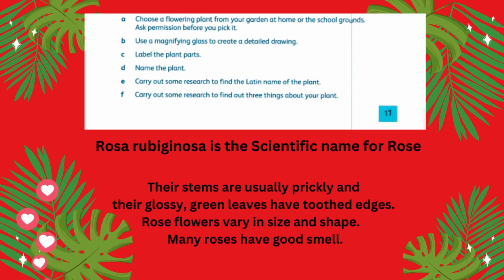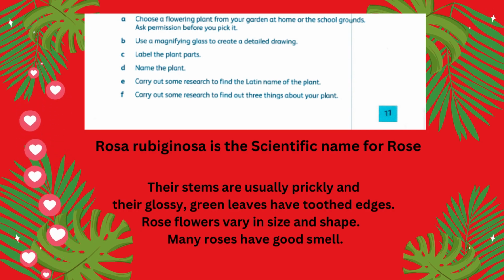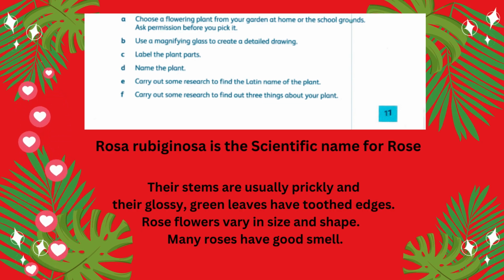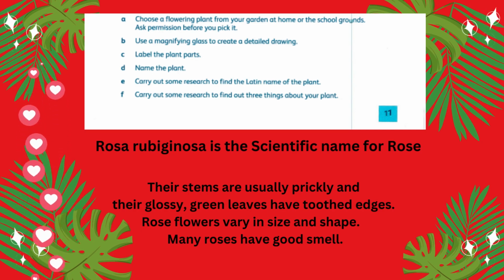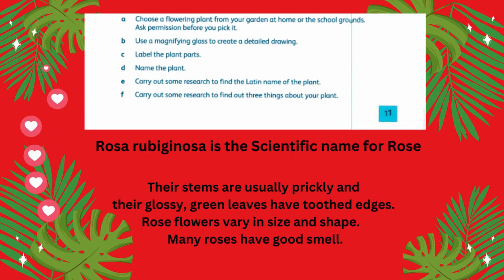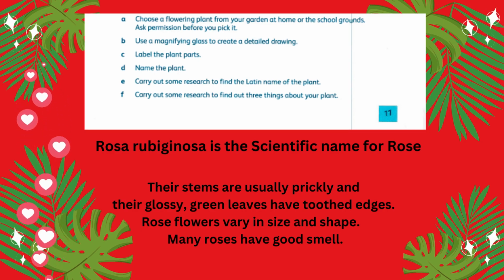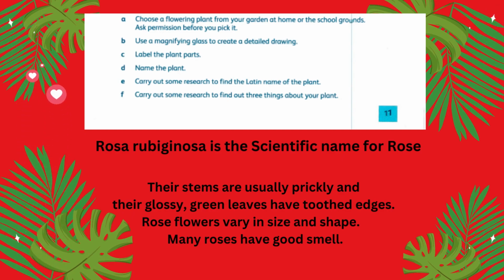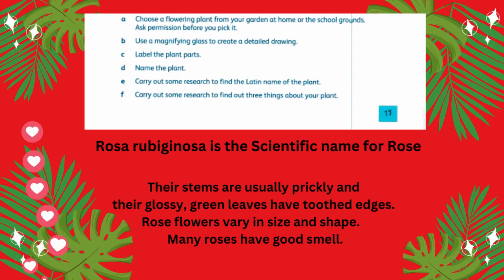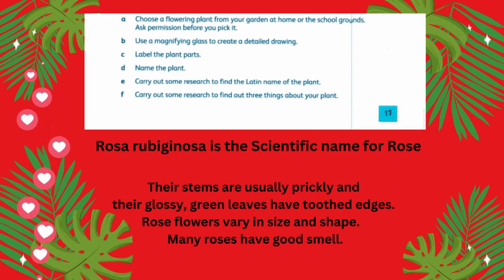E. Carry out some research to find the Latin name of the plant, or F, carry out some research to find out three things about your plant. So A, B, C, D, till D we have done. Name the plant. I have selected rose for you, and the Latin name of rose is Rosa rubiginosa. That is the scientific name for rose.